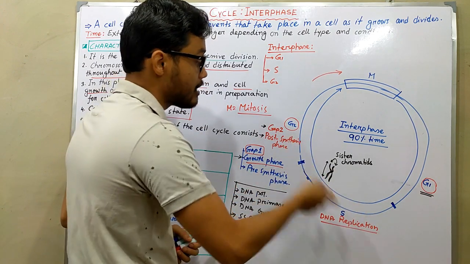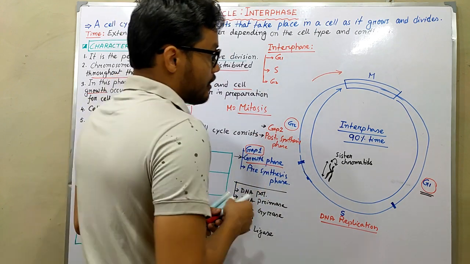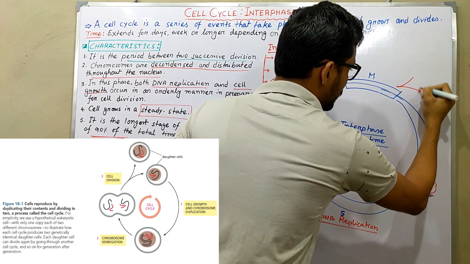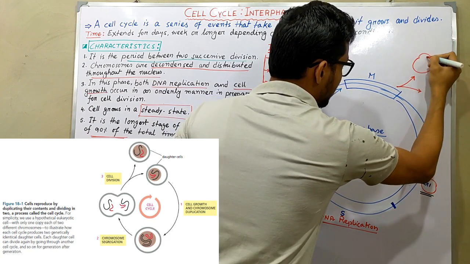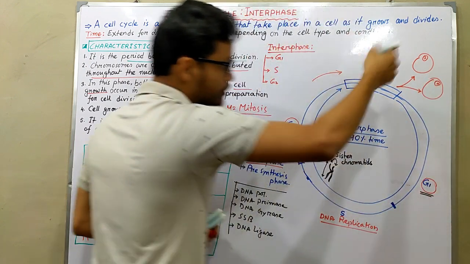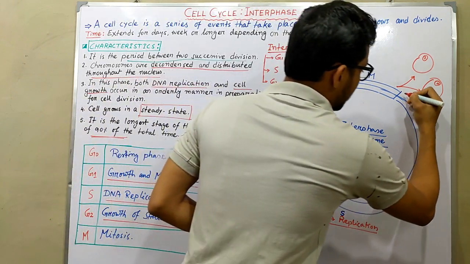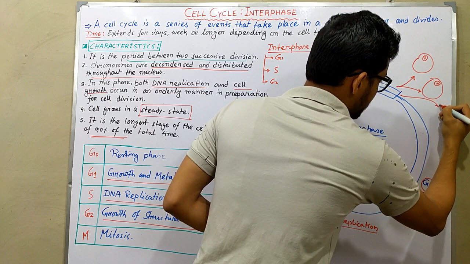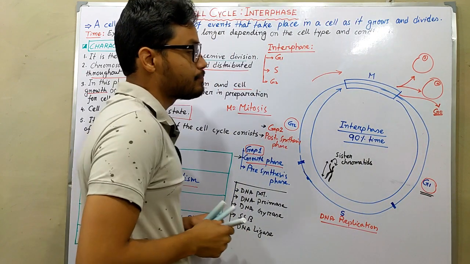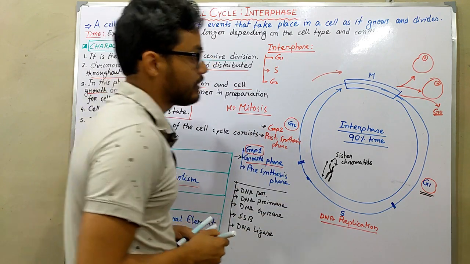That is why it is known as the post synthesis phase, right? After the completion of the M phase, two daughter cells are produced from the same cell, and some of the cells do not enter into the cell cycle. They enter into the G0 phase, that is the resting phase of a particular cell.